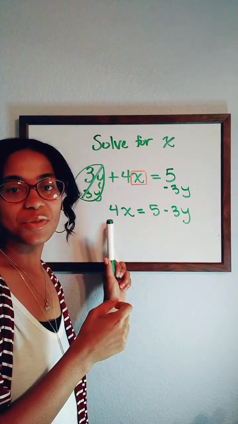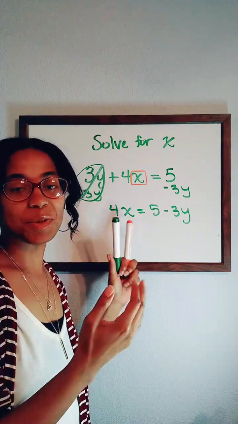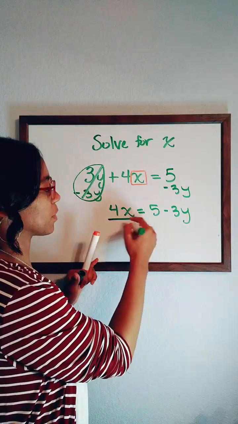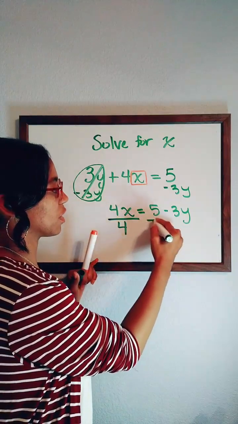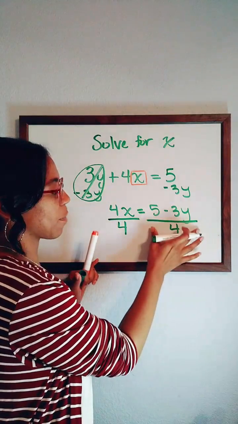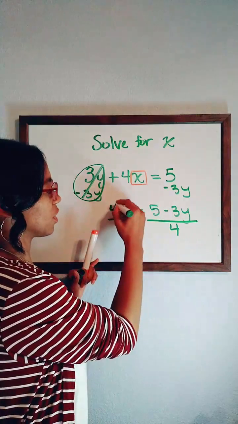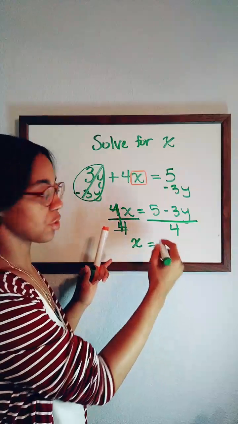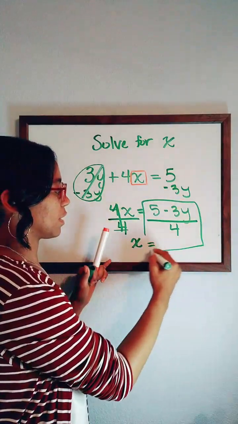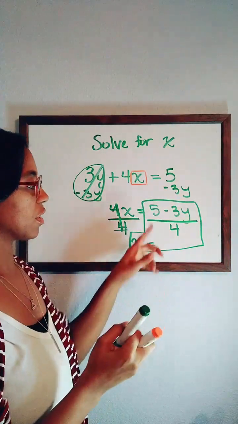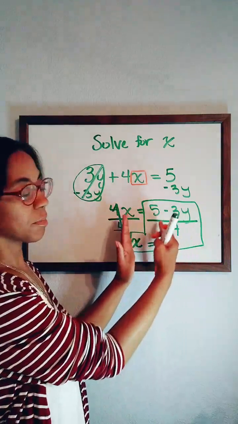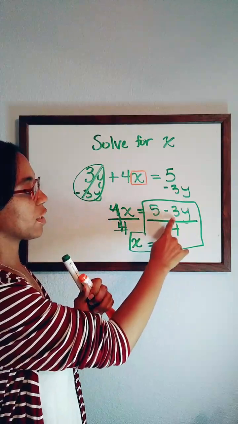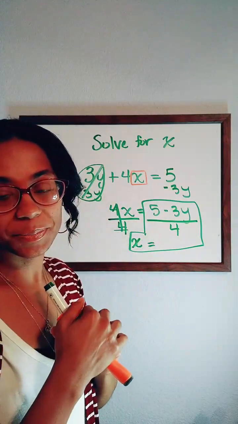So since the 4 is being multiplied to the x, then we're just going to divide both sides by 4, because that's the only way that we can separate multiplication is by using division. And I'm going to divide this entire side by 4, not just the number. So this is going to simplify down to a factor of 1. And I'm left with x is equal to all of this. There's no common factors because I could make these two separate fractions, but I'm not going to. So x is equal to 5 minus 3y divided by 4.